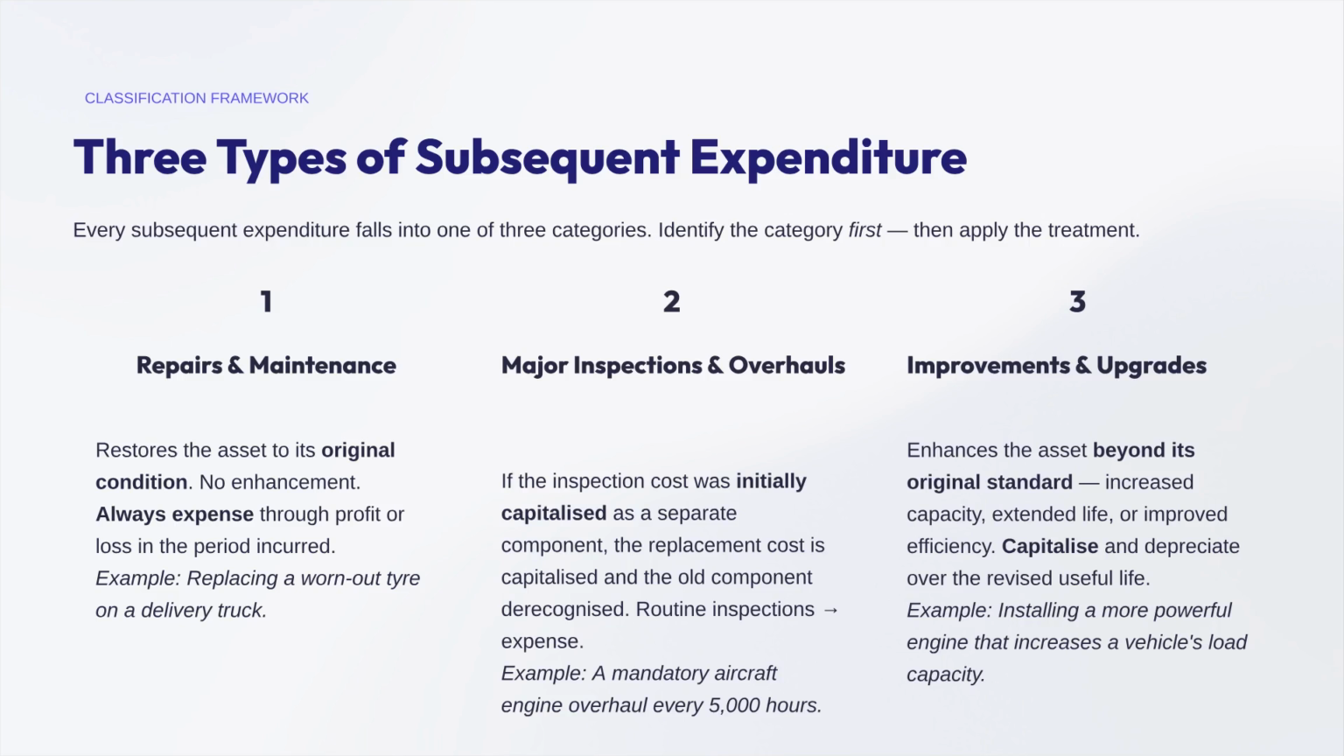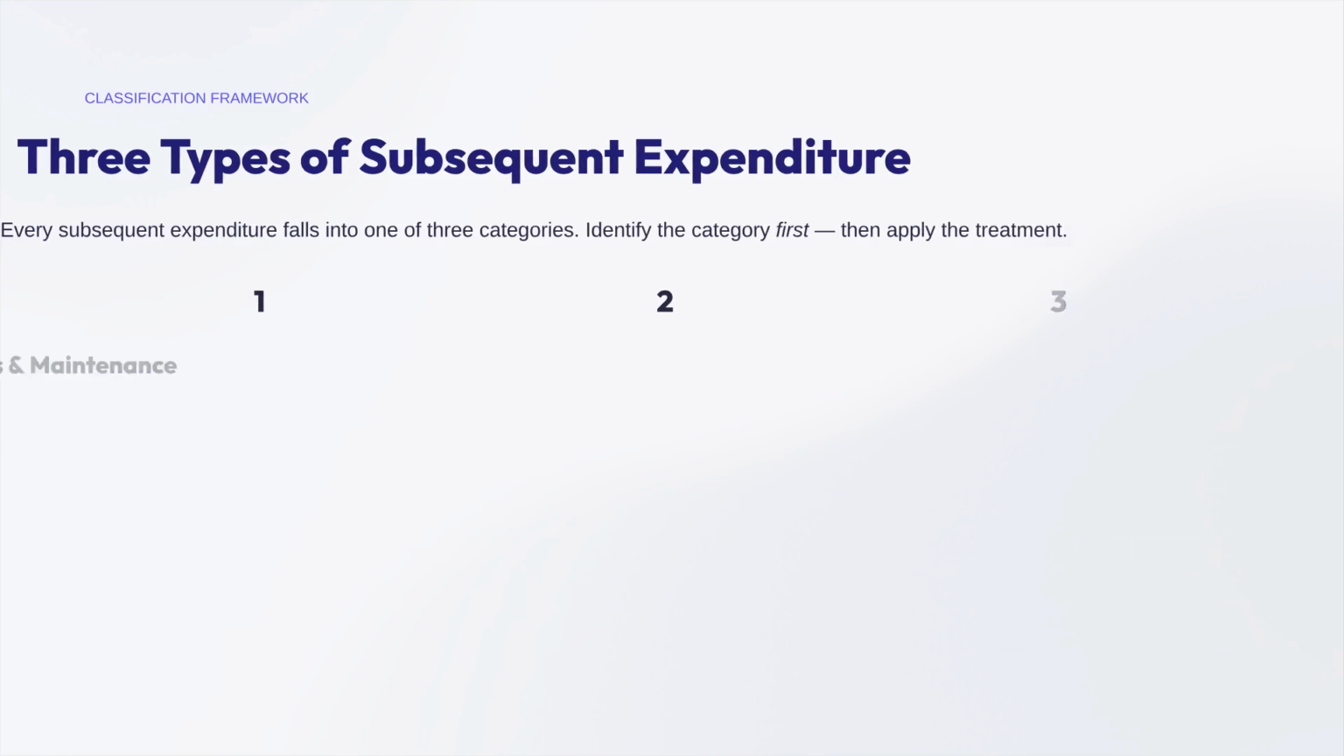Type 2, major inspections and overhauls. If an inspection cost was initially capitalized as a separate component, then the replacement cost is capitalized and the old component is derecognized. Routine inspections, on the other hand, are simply expensed. Think of a mandatory aircraft engine overhaul every 5,000 hours. Type 3, improvements and upgrades. This enhances the asset beyond its original standard. More capacity, a longer life, or better efficiency. So we capitalize it and depreciate over the revised useful life. For example, fitting a more powerful engine that increases a vehicle's load capacity. 3 clean buckets. Now let's put them to work on a real worked example.